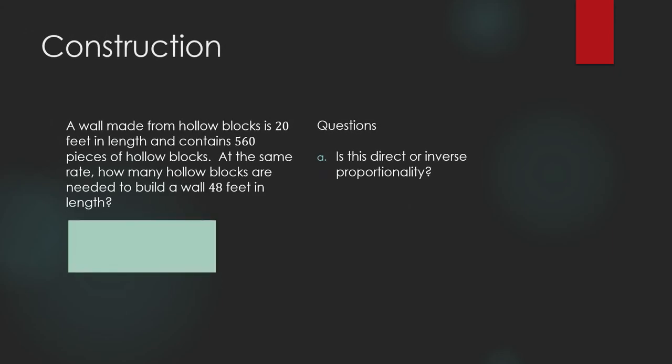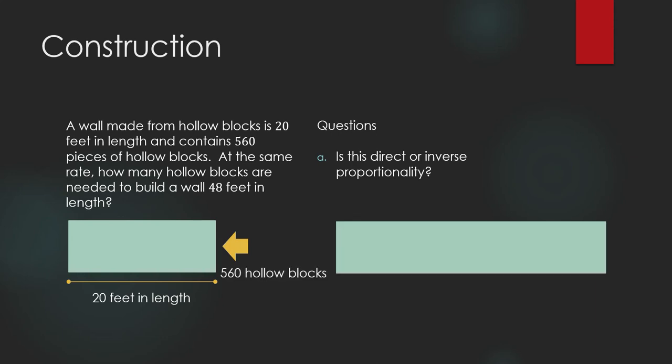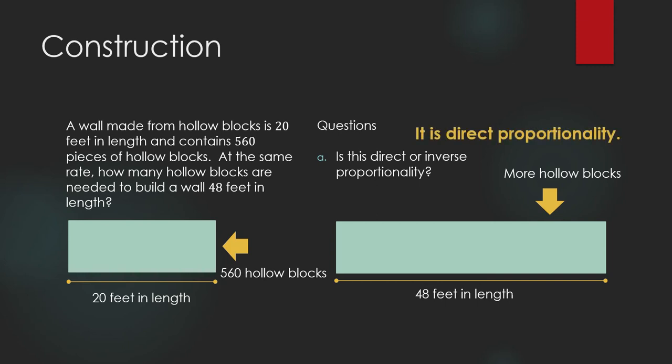Well, something like this takes place in this problem. Let's say, for example, this is a wall that is 20 feet in length, and we need 560 hollow blocks to build this wall. And so if we are to build a wall that is 48 feet in length, that means we shall need more pieces of hollow blocks. So this one is direct proportionality.